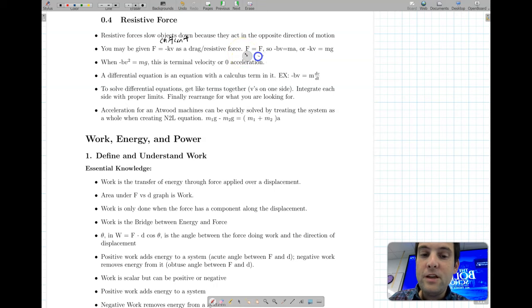Remember that F equals F. So we can take that equation that you were given, let's say it's negative bv instead of kv. We can set negative bv equal to ma if that's the only force acting on it. If it's not the only force, maybe it's mg, the stuff that makes it go, minus bv equals ma, and we can solve for acceleration. This is how you deal with air resistance.